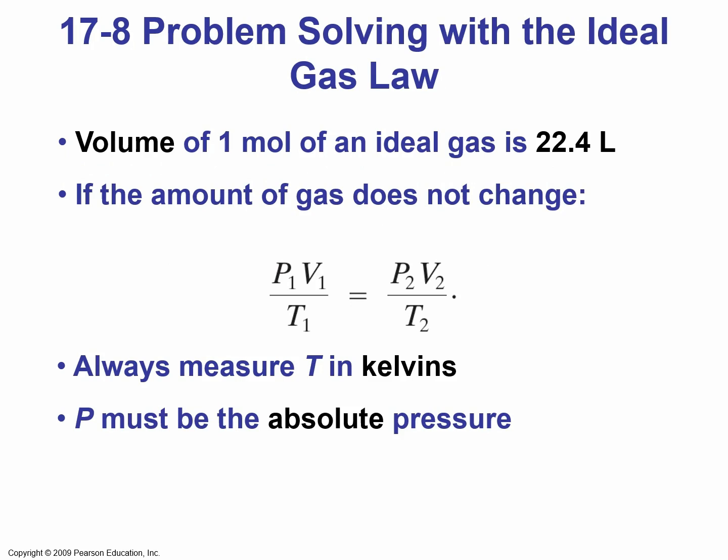If the amount of gas does not change, we can write down the equation of the ideal gas in the initial condition, which should be equal to the final condition, or P sub 1, the first pressure, times V sub 1, the first volume, divided by T sub 1, which is defining the initial condition, is equal to P sub 2 V sub 2 divided by T sub 2, which is the final condition. Always measure T in Kelvin, and P must be the absolute pressure.